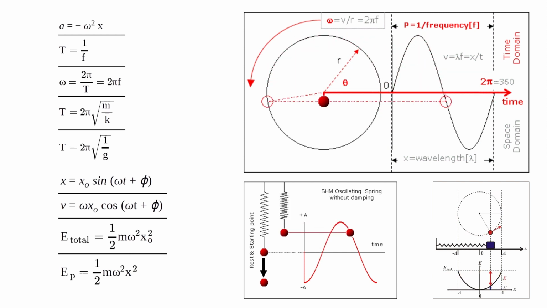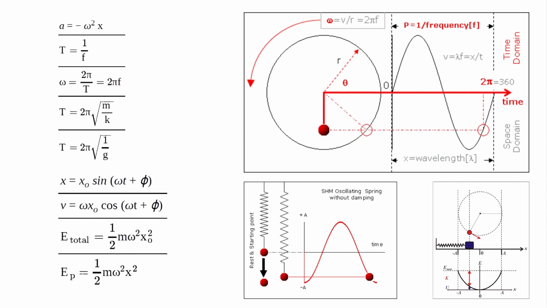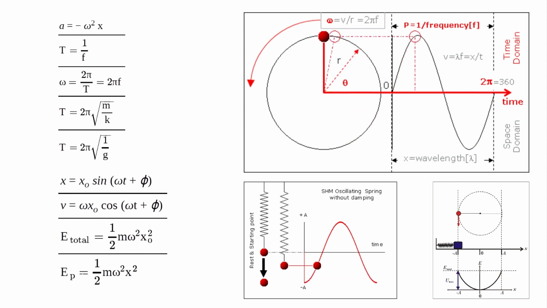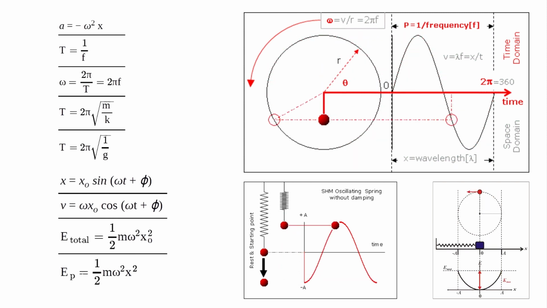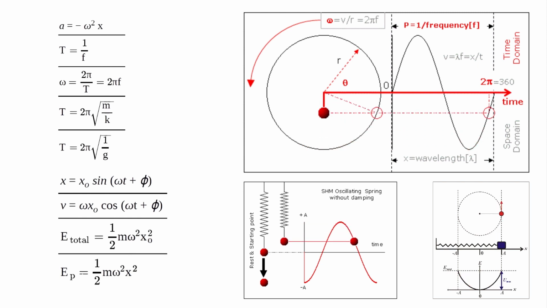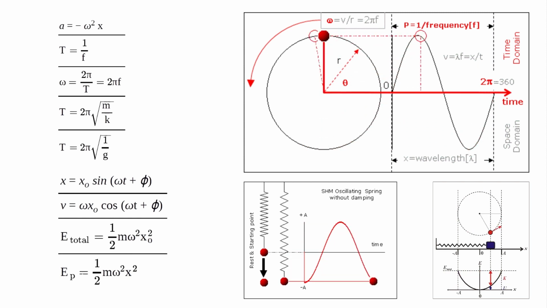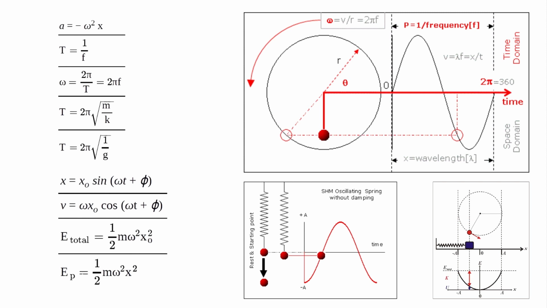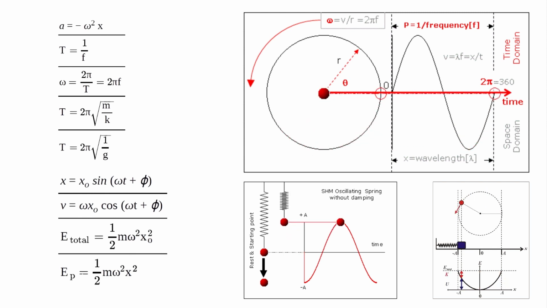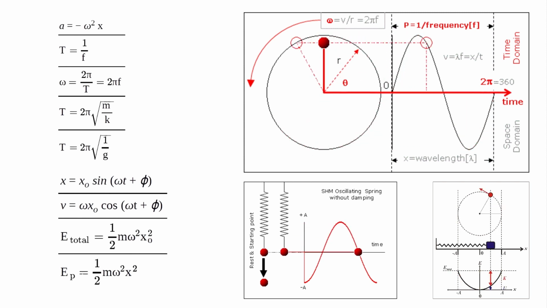Last equation on this slide would be the potential energy, which is this formula. It's the same for kinetic energy, which is one half of mass times angular frequency squared times the position squared.